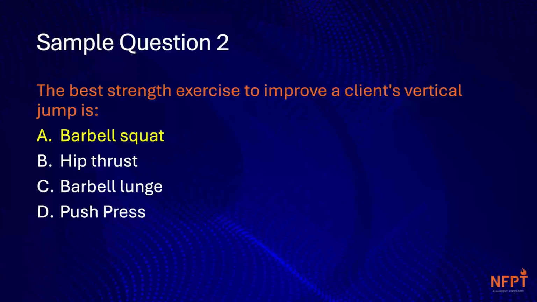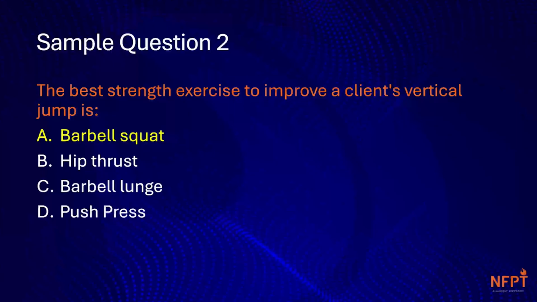And then answer option D, a push press. So we've got a bit of lower body and upper body in this one. And although it more closely could mimic a vertical jump, it's not the primary mover for that vertical jump. We need a lot of lower body strength in order to hit that vertical jump. So, therefore, the correct answer to this question is A, barbell squat. The best strength exercise to improve a client's vertical jump is a barbell squat.